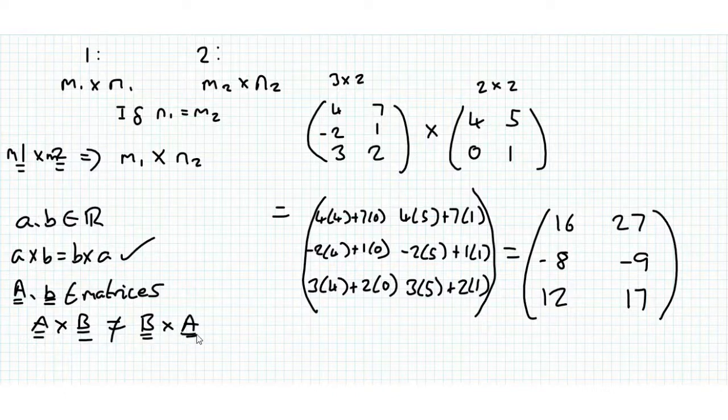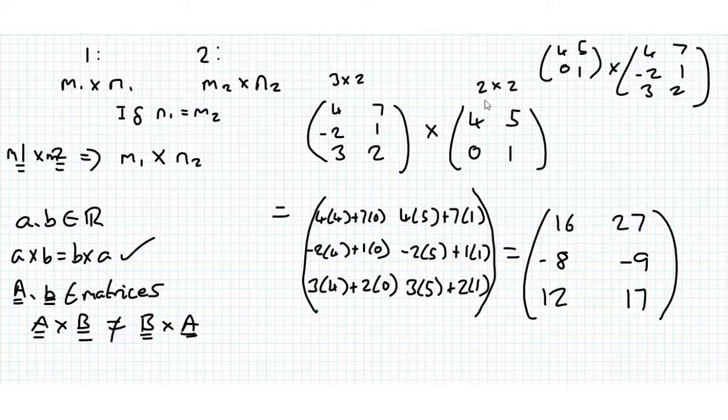You might get the odd example where it is, but if you look in this case, if we try to do this second matrix first, 4, 5, 0, 1 multiplied by 4, 7, minus 2, 1, 3, 2, we can't even do that because this is 2 by 2 and this is 3 by 2, and 2 does not equal 3, so that's not even possible. So there's no way these can be equal, and even if it is possible both ways, it's not usually an equal matrix. So order is very important when dealing with matrices. So that's one thing to note.